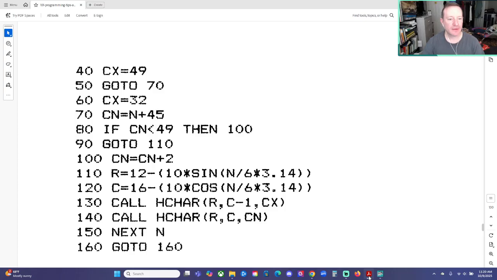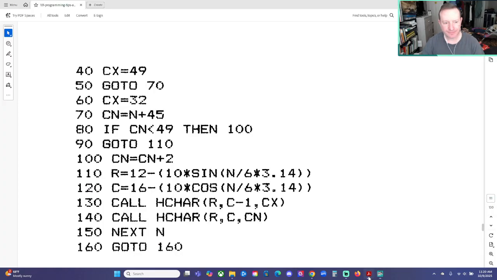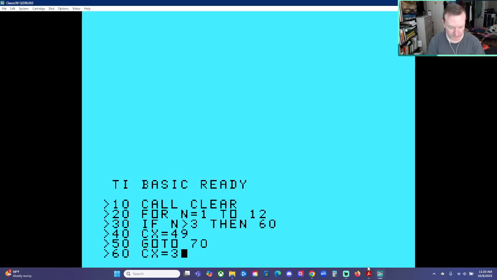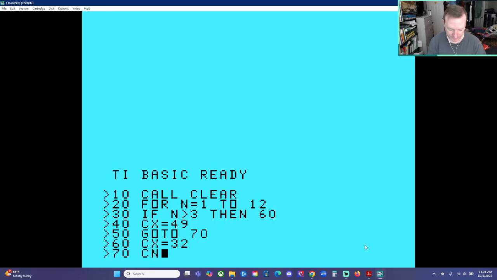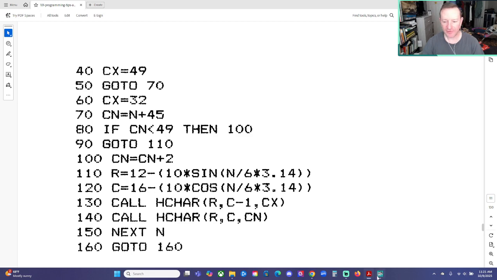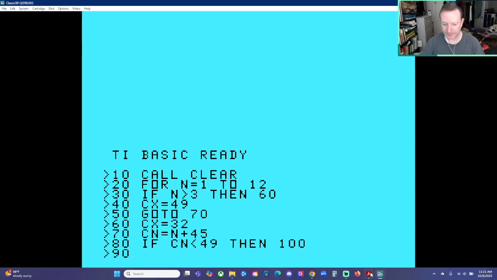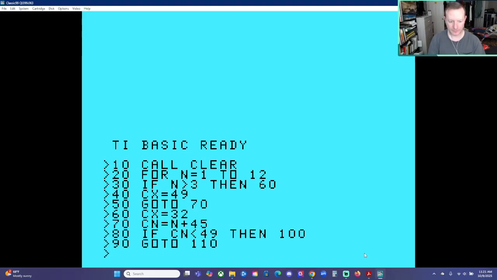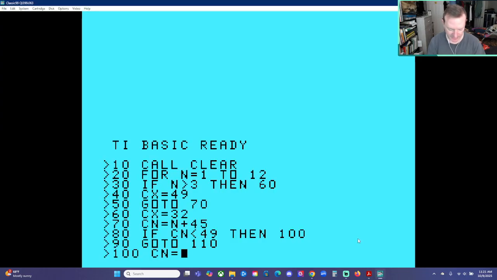50, go to 70. 60, Cx equals 32. 70, Cn equals n plus 45. 80, if Cn is less than 49, then 100. 90, go to 110. 100, Cn equals Cn plus 2.